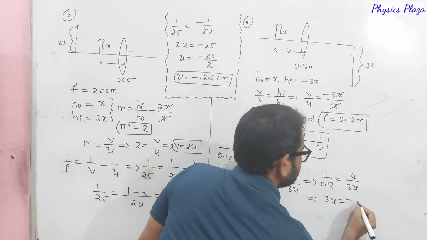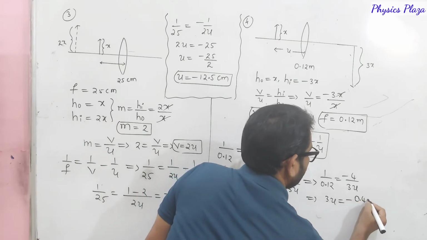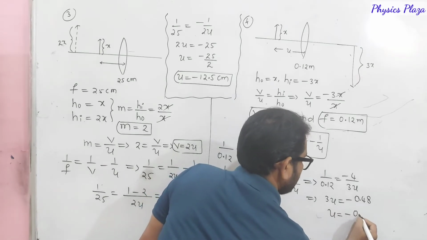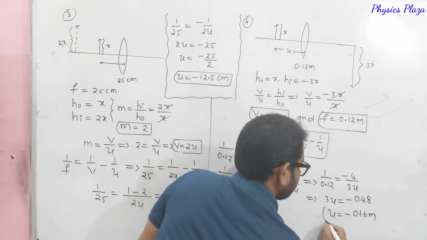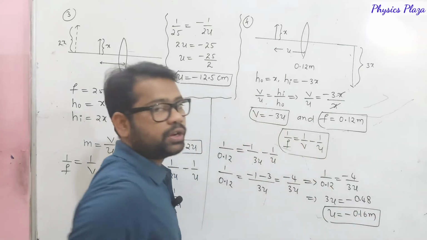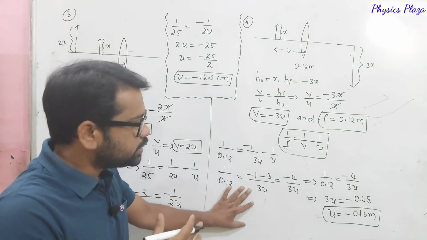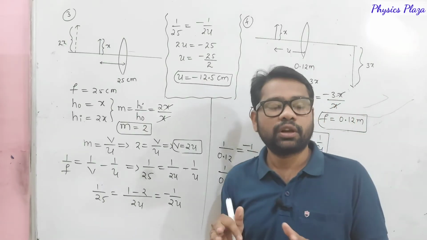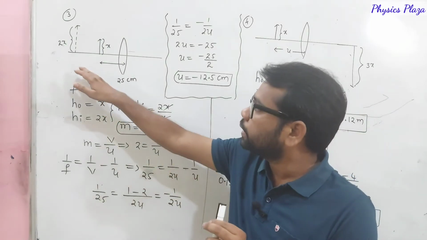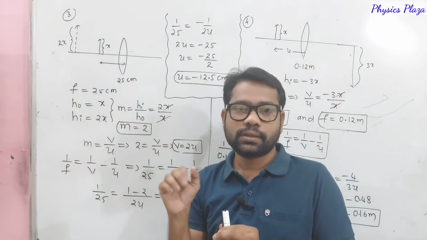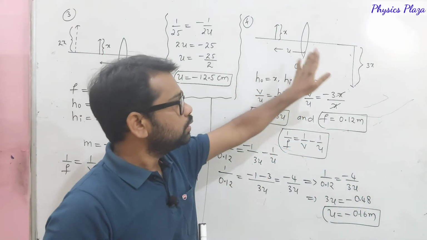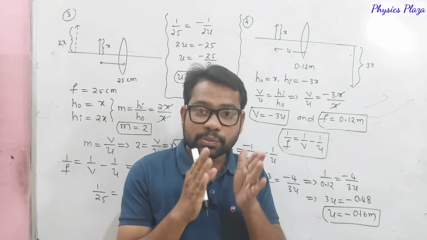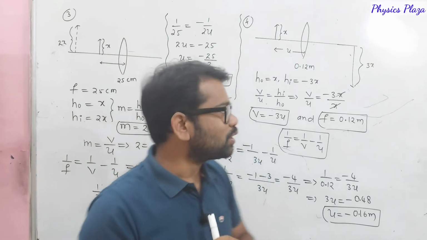3u is equal to minus 0.48. So, u is equal to minus 0.16 meters. So, we got negative only. So, children, this is how we should solve. Children, this numerical 3 and numerical 4 both are similar numericals, but the difference is that in the third numerical it is a virtual image case, whereas in this case it is a real image case. Whatever the numerical may be, we must be very careful with the sign convention. Okay, just copy it.